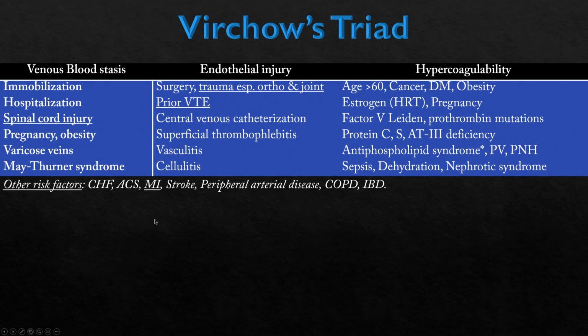Now, Virchow's triad. Now, this is the most important thing regarding the risk factors for pulmonary embolism or any venous thromboembolism, such as DVT, of course. These consist of the three elements, which are blood stasis, endothelial injury, and hypercoagulability.